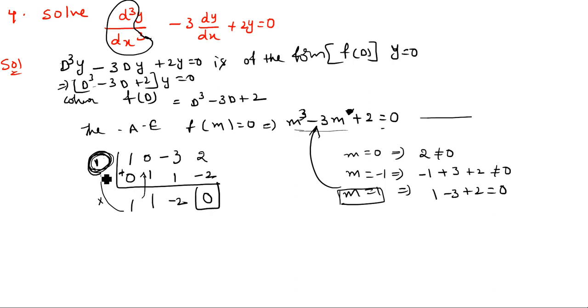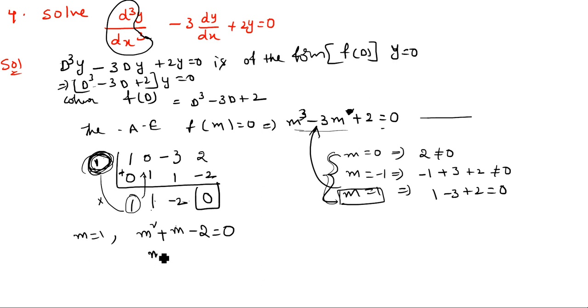Which value do you have to take here? By calculating and verifying, you will get one value. Take that value and start the synthetic division. Now we get m equals to 1 as one root, and the quotient is m square plus m minus 2, which is 0. Since m equals to 1 is one root, m cube is becoming m square. So m square plus m minus 2 equals to 0.